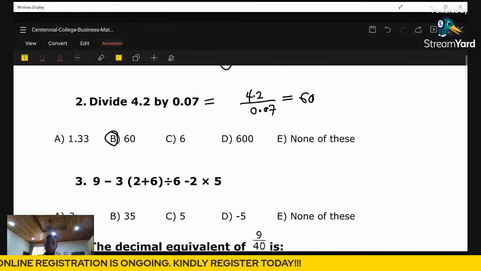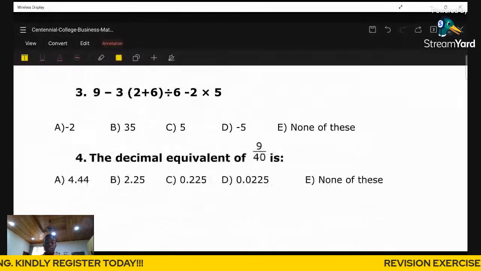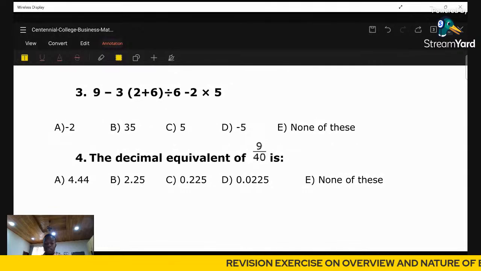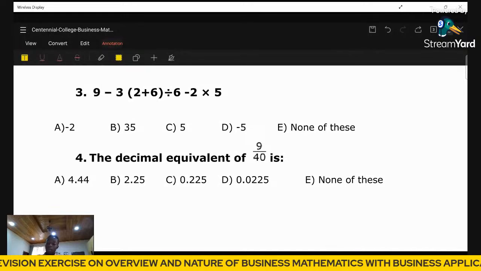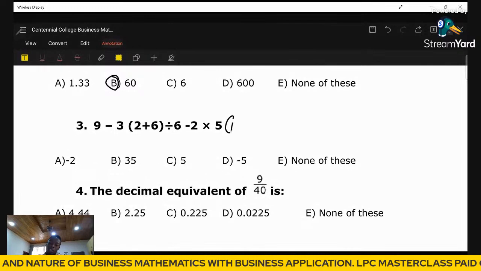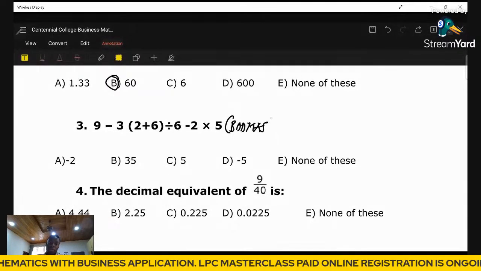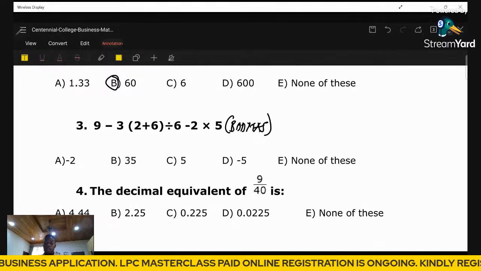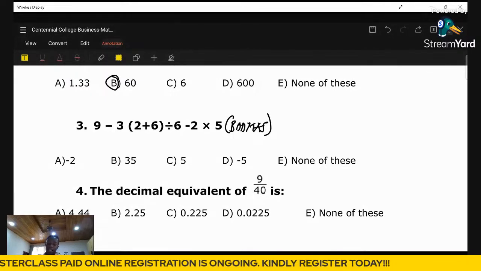Now let's move on to question number 3. We are asked to simplify 9 minus 3 into bracket 2 plus 6, divided by 6 minus 2 multiplying 5. This is how we need to go about this. First of all, here you are thinking about BODMAS. Our BODMAS becomes the fundamental format we are going to use in this line.